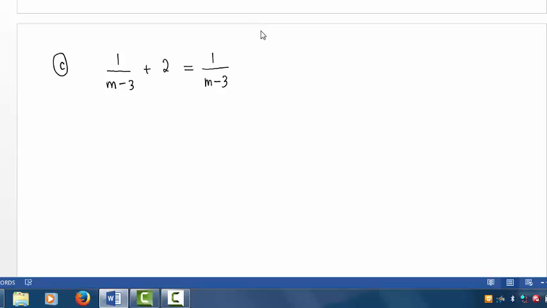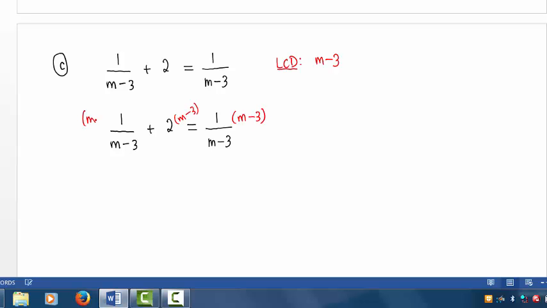Here in part C there is only one denominator, so by default, you might say, that m minus 3 denominator is the LCD. I multiply m minus 3 to each and every term on both sides of the equation. Those divide to 1, and these divide to 1.